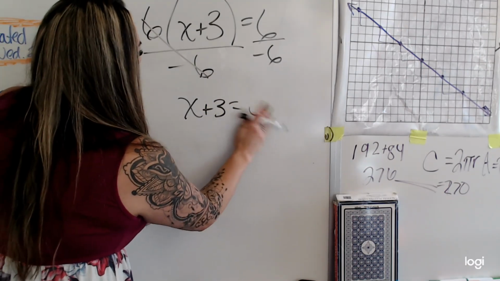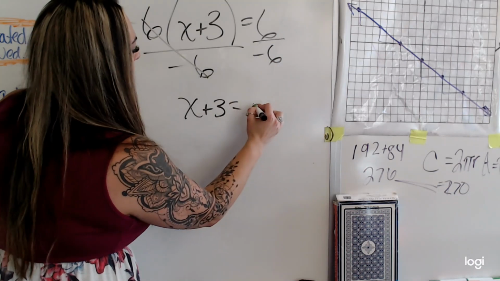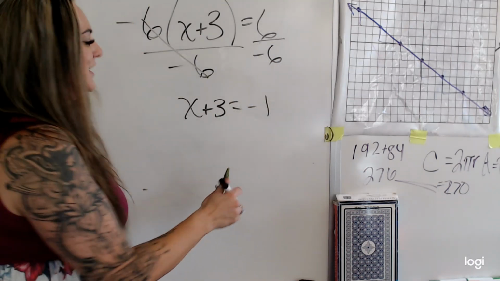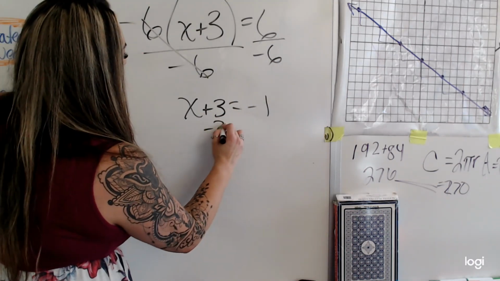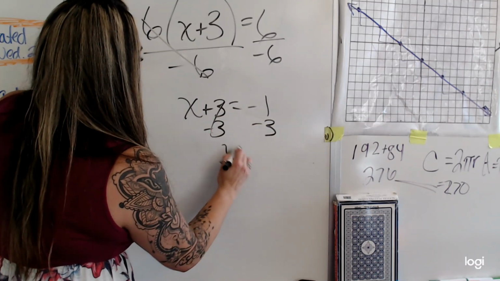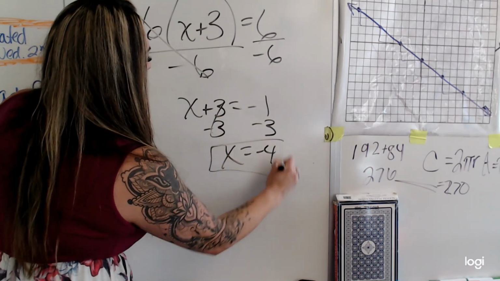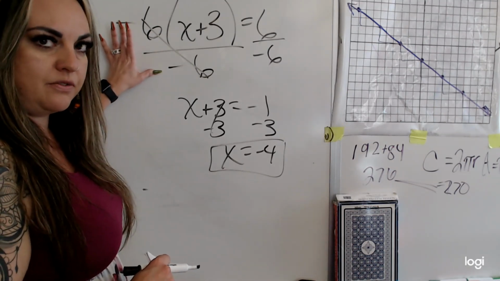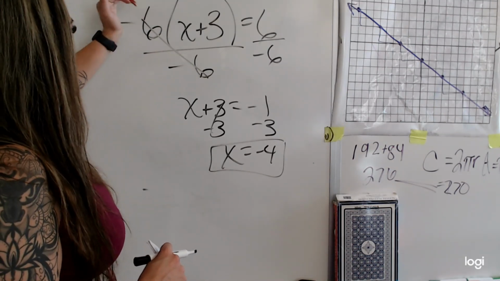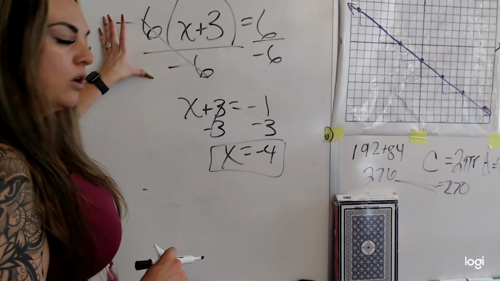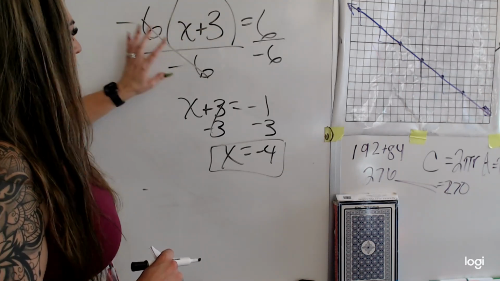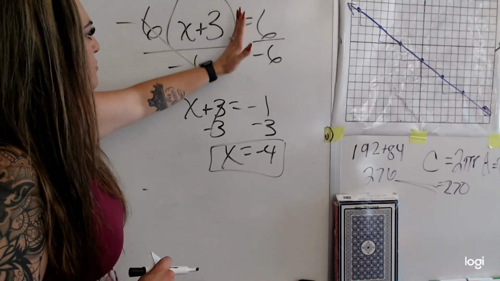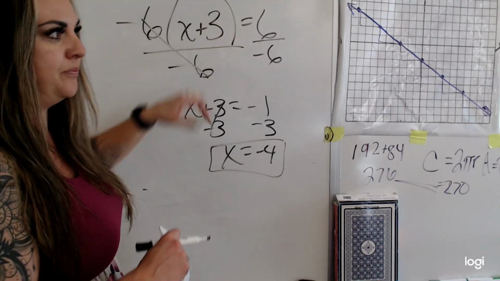We would get, actually, we wouldn't. We're not subtracting, my bad. We would get -1, and then you would subtract 3 on both sides, and x would equal -4. But just remember that you can also do this first, okay? You can distribute the -6, or you can just divide by the -6, since there's no addition or subtraction after this part here.